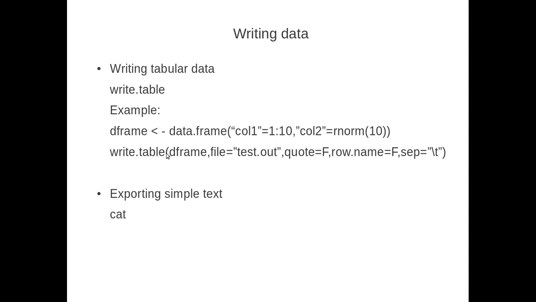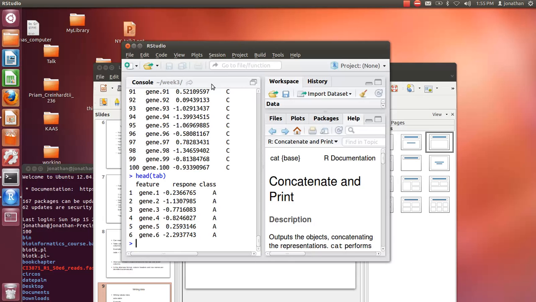Okay, so write.table is very simple. You specify the name of the data frame, the output file, which we can call test.out. Quote is FALSE, so that it doesn't put quotes around every output value. Row.names equals FALSE. These are just some custom settings that I use frequently because I don't like the defaults in R. And the separator here, I usually work with tab delimited files. You can also export simple text using the cat command. But I think for our purposes here, write.table will be the default way to output data.